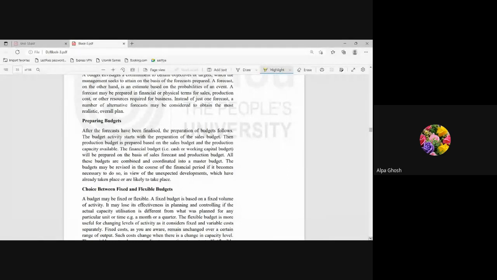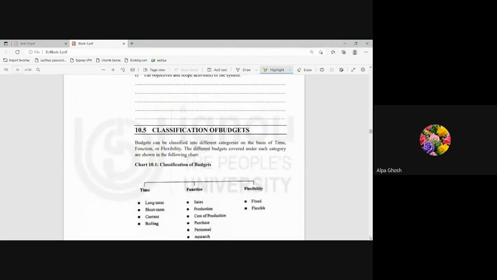There is a fixed budget and a flexible budget. Fixed budget never changes, flexible budget changes with the period of time.